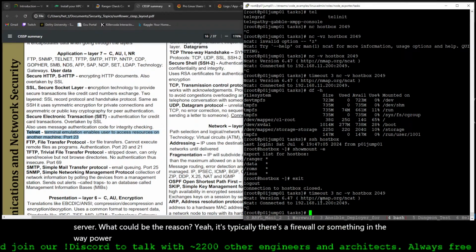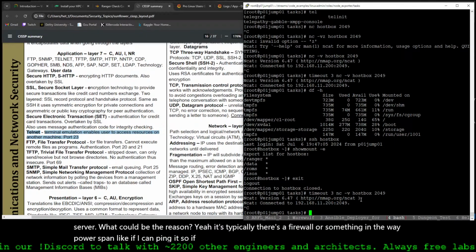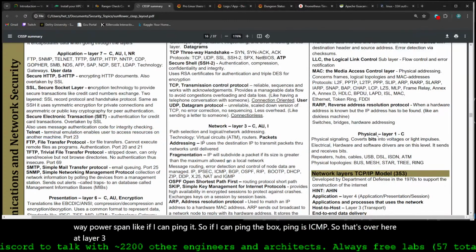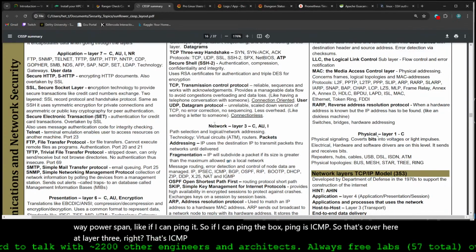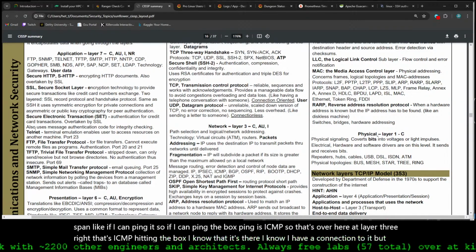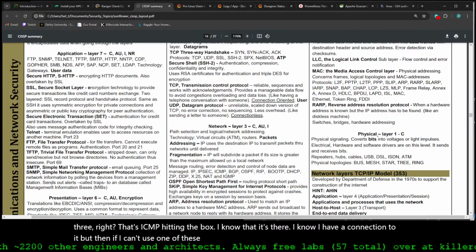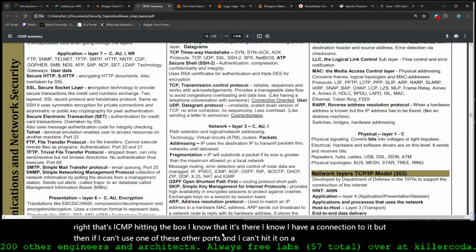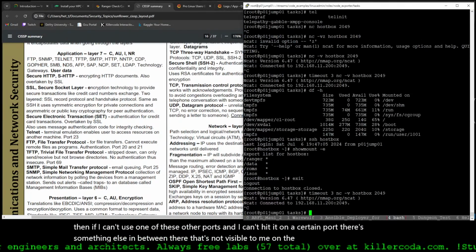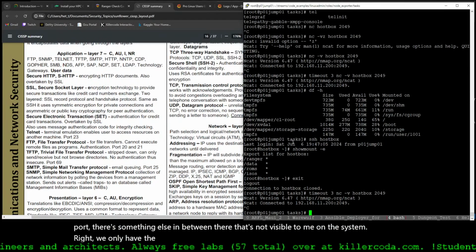If I can ping the box, ping is ICMP, so that's over here at layer 3, right? That's ICMP hitting the box. I know that it's there. I know I have a connection to it. But then if I can't hit it on a certain port, there's something else in between that's not visible to me on the system, right? We only have the tools we have to see the things we have.